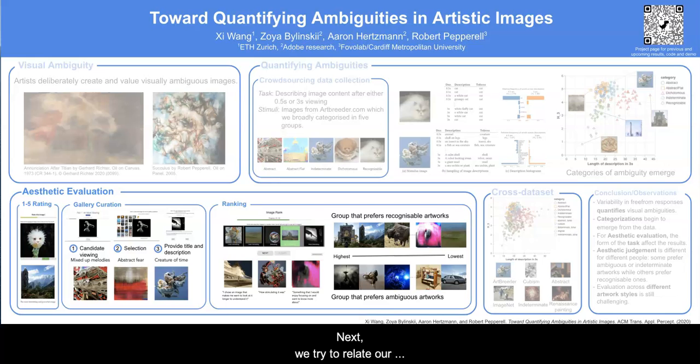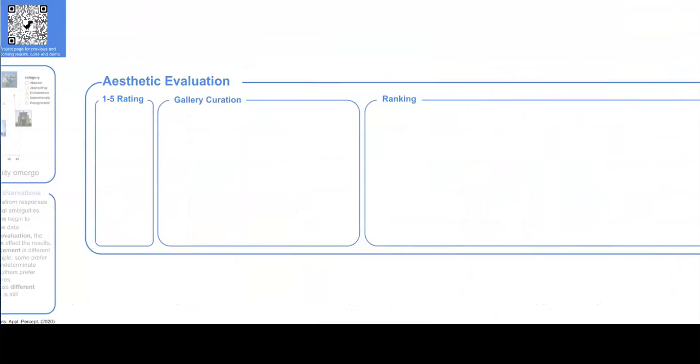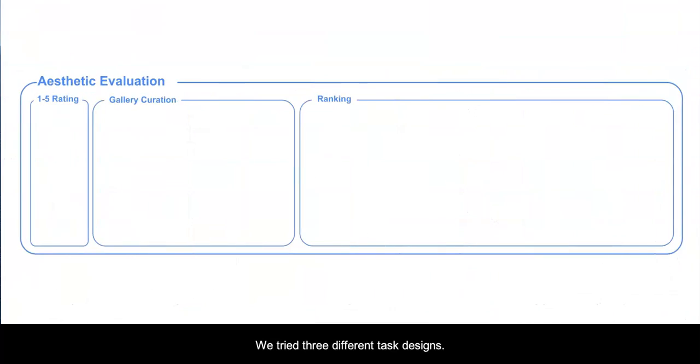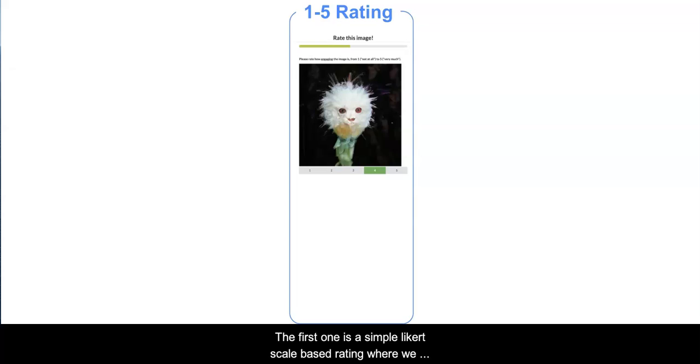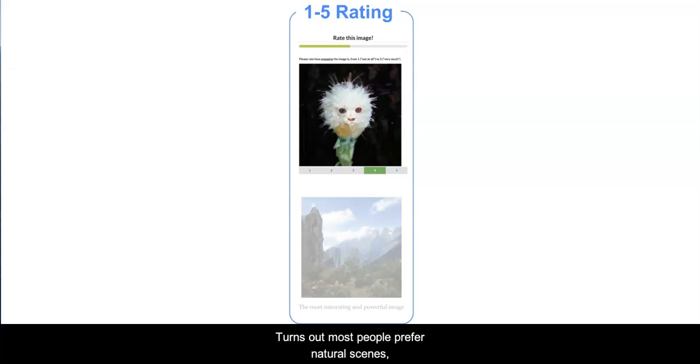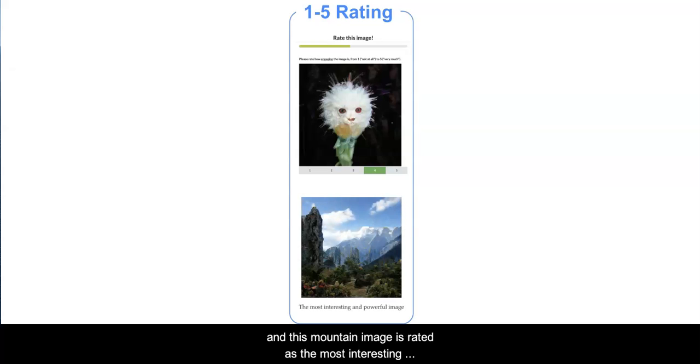Next, we try to relate our measurement of entropy to users' aesthetic judgments. We tried 3 different task designs. The first one is a simple Likert scale-based rating, where we ask crowd workers to rate each image based on its interestingness, powerfulness, or engagement separately. Turns out most people prefer natural scenes, and this mountain image is rated as the most interesting as well as the most powerful one.